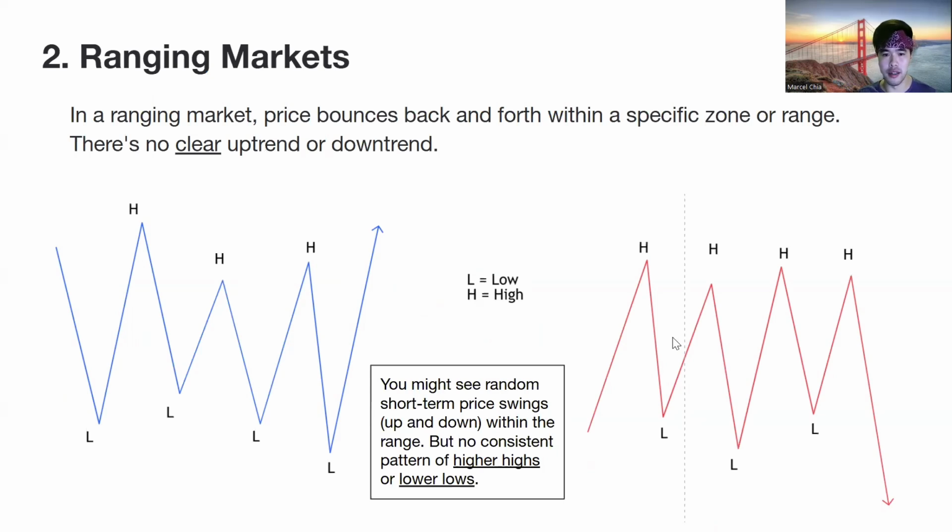So basically, we can see in these examples that in ranging markets, price is just bouncing back and forth within a specific zone or range. There's no clear uptrend or downtrend as a whole, right? There are no higher highs or higher lows that are consistently getting formed. So basically, the highs and lows are just closing off at very random spots. There's no clear examples to show.